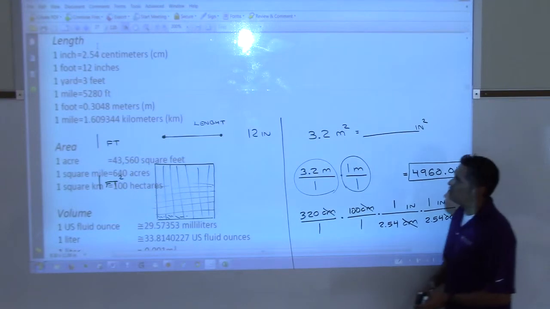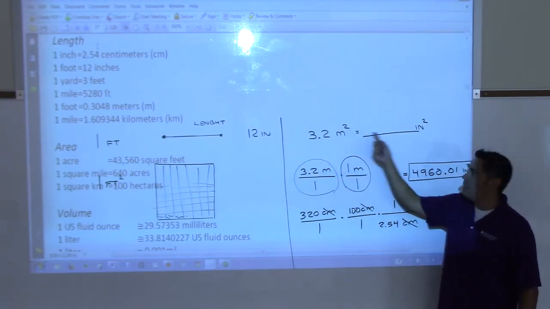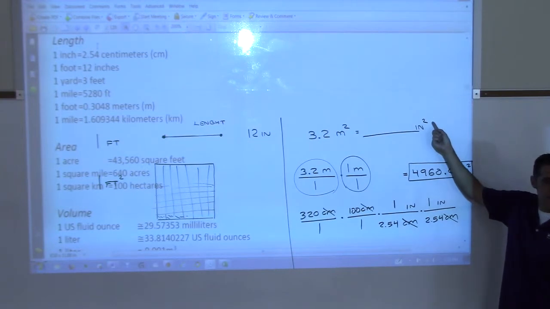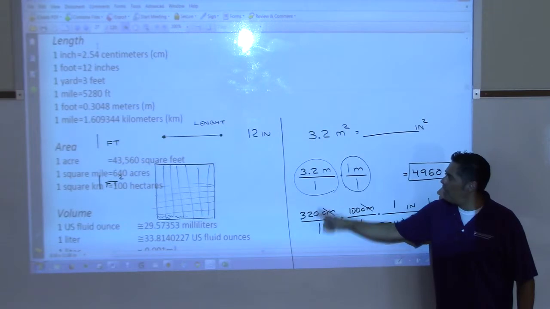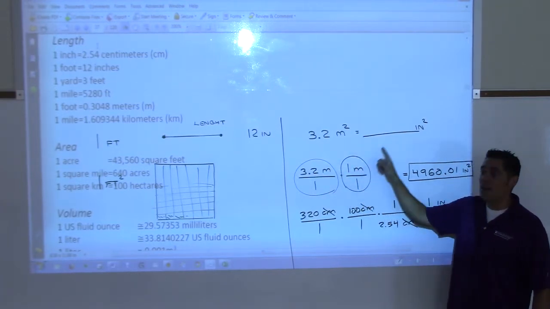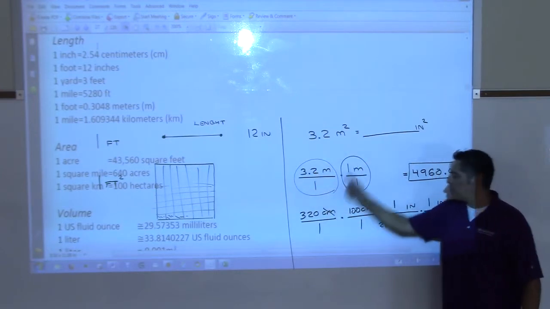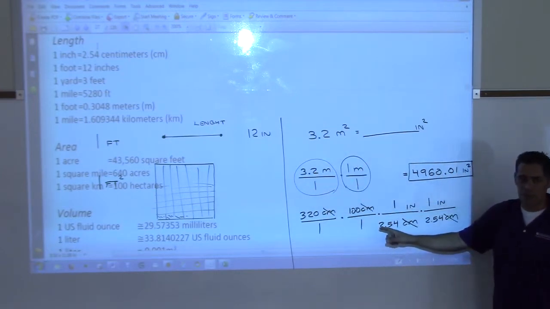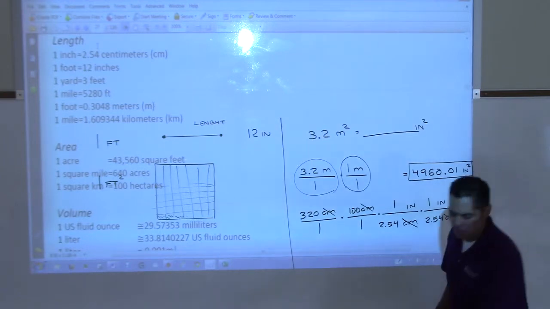What do you think if this was a problem like 3.2 meters cubed into cubic inches? You would have to go 3.2 meters times meters again. You'd have to have 3 meters here. Convert each of the 3 meters over to centimeters. Then kill off each of the 3 centimeters with 3 of the inches conversions. So it's a little bit more.